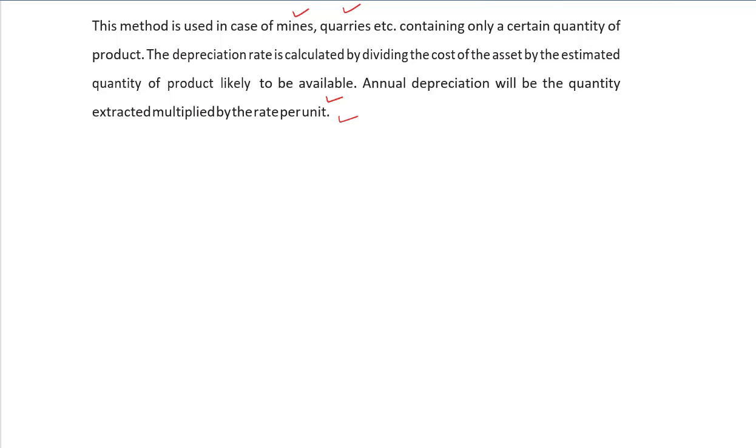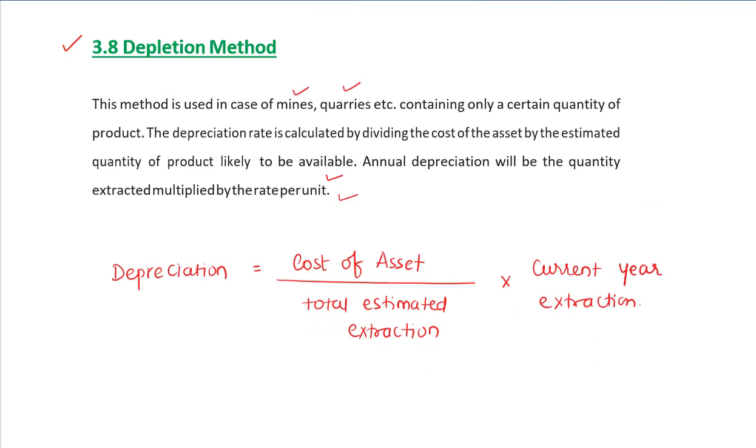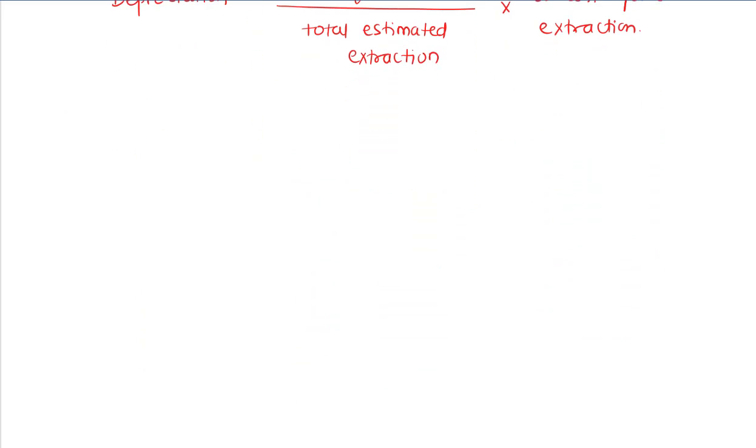Let us do the notings properly. Depreciation equals cost of the asset divided by total estimated extraction, multiplied by current year extraction. Let us continue.